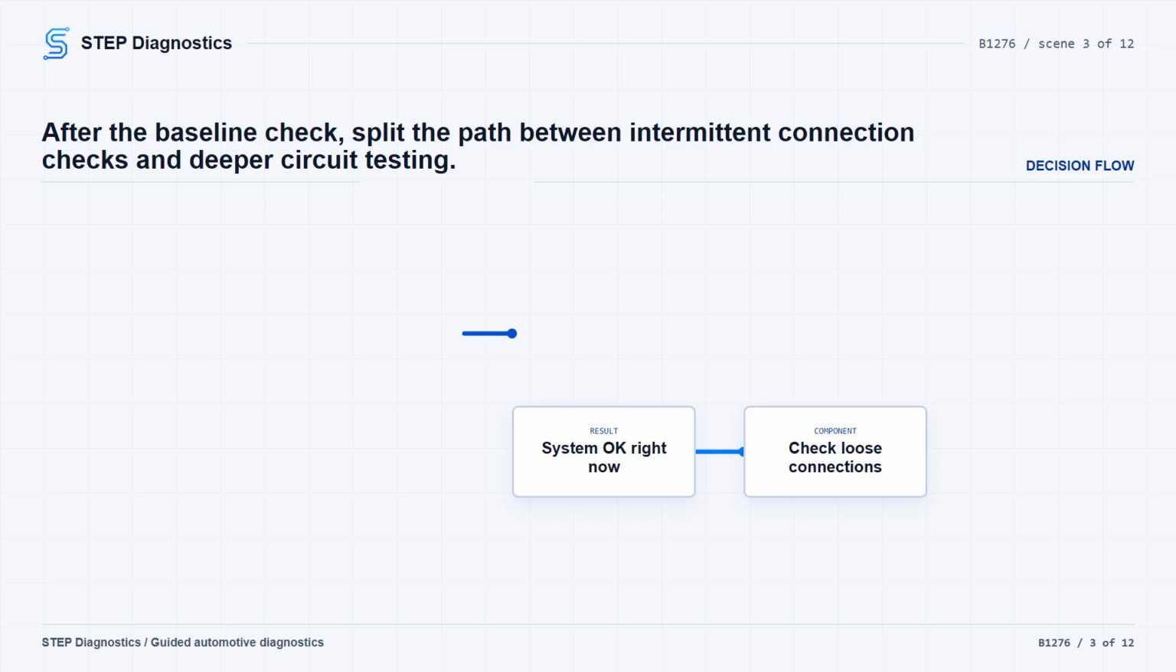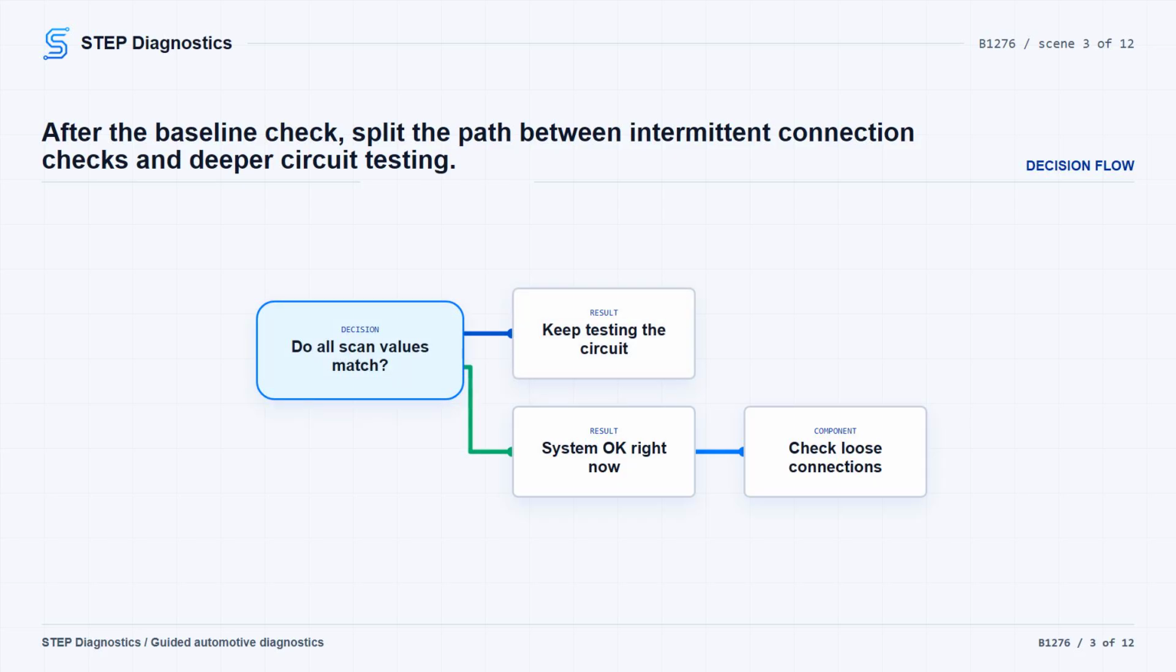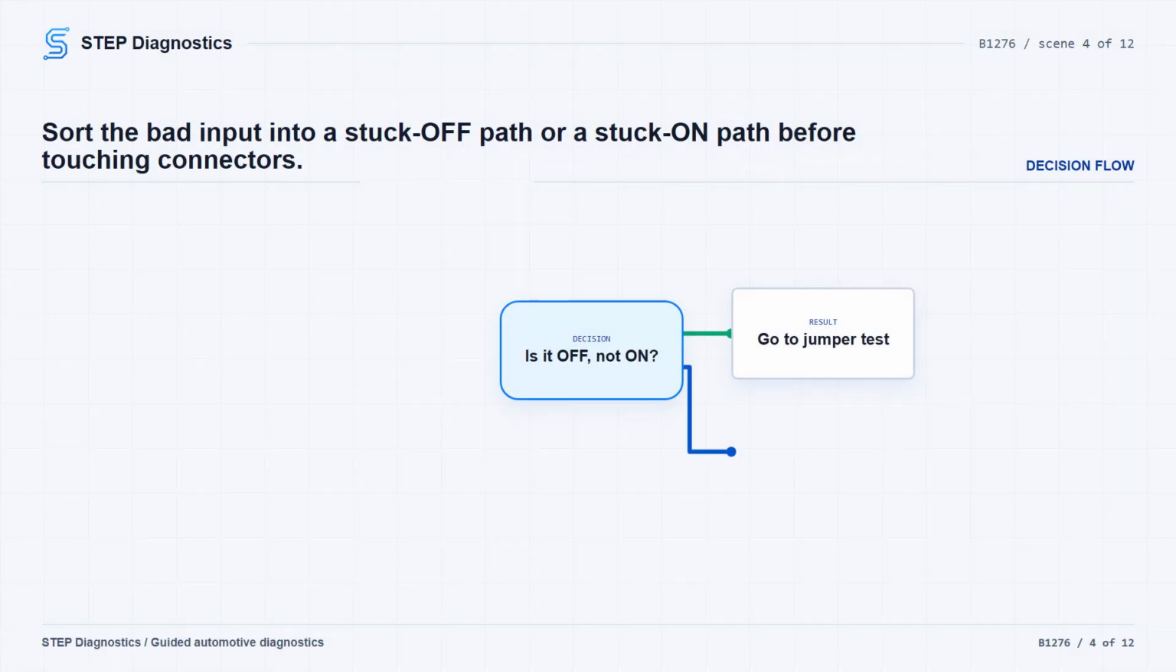If all of those values are correct, treat it as an intermittent failure for now. The system is okay at this time, so check for loose or poor connections. If the values are not correct, keep going with the circuit checks. Next, check the combination light switch data list value again. The key question here is whether the value is OFF, not on. If the suspect data value is OFF, move ahead to the jumper test at the switch connector.